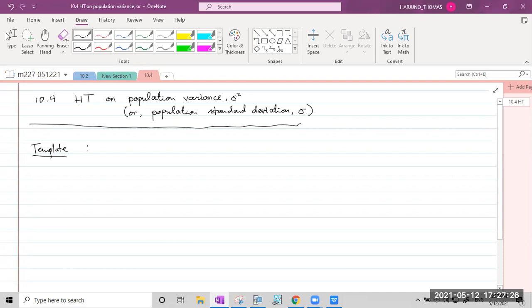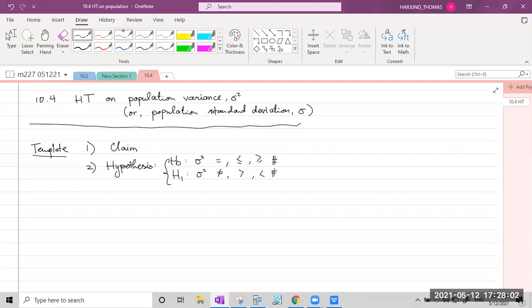the same, always 6 steps. Step 1, the claim. Step 2, hypothesis: null hypothesis, alternate hypothesis. Sigma squared, that's what we are testing, is equal to or not equal to, less than, equal to, or greater than, greater than, equal to, or less than a constant. Or if you are testing standard deviation instead, then instead of sigma squared, it will be sigma, if in the claim it's standard deviation instead.